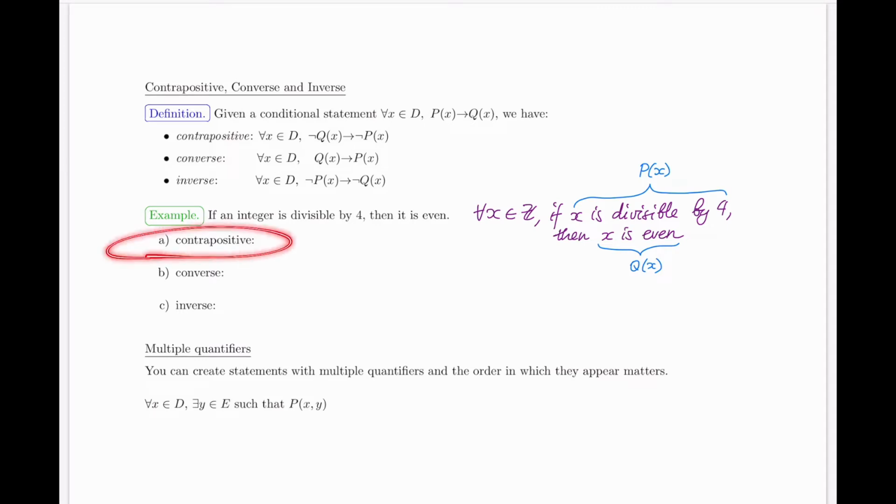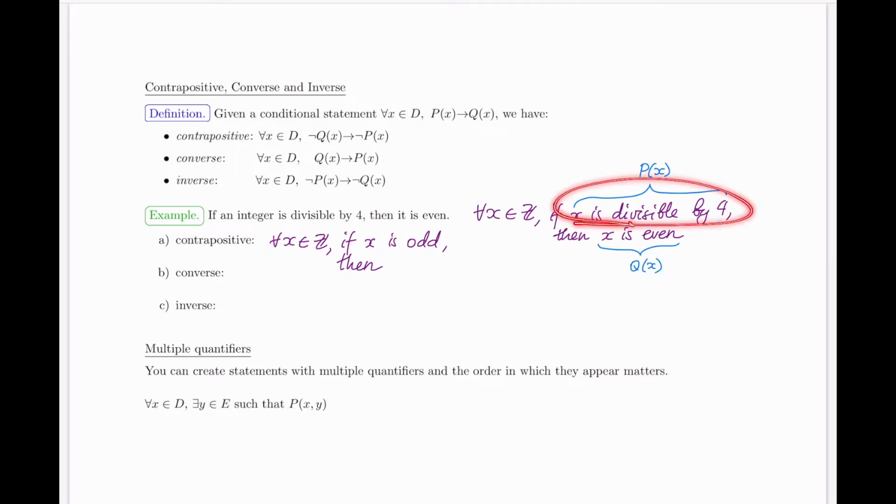Now, let's state the contrapositive of this statement. Again, notice that the actual universal part does not change. So we will start with for all x in integers, and then we're simply going to produce the contrapositive of the second half of the statement that we have practiced in the logic unit. Remember, the contrapositive flips the order and negates both sides. So not Q, the opposite of x is even, means x is odd. So if x is odd, then not Q: x is not divisible by 4.